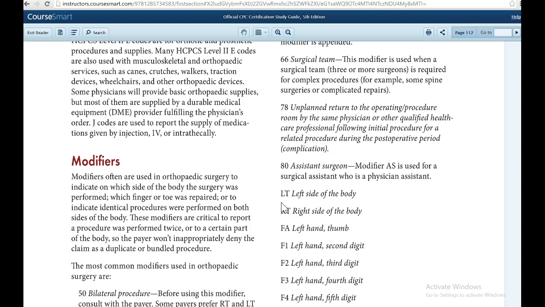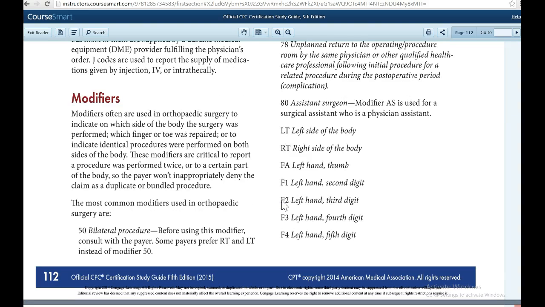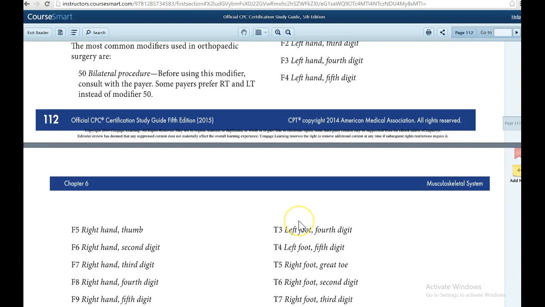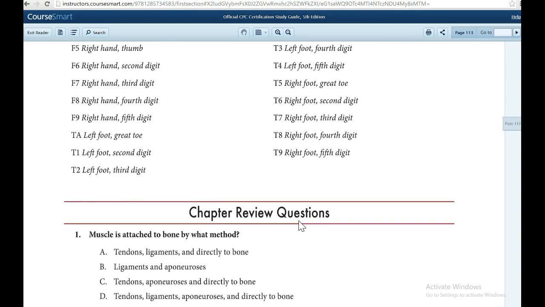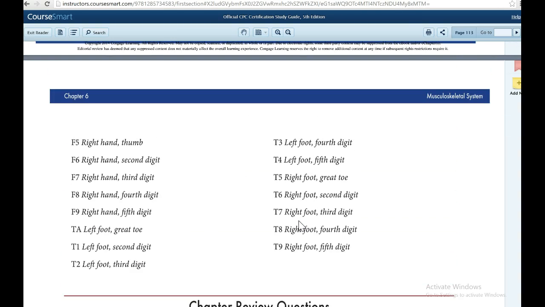We're in the musculoskeletal system. And also some other modifiers that you would see are LT, RT, FA, F1, F2, F3, F4. Make sure you know what modifiers are found in this section, and you can go through and write these down if you want to keep up with what modifiers would be acceptable in this particular section.